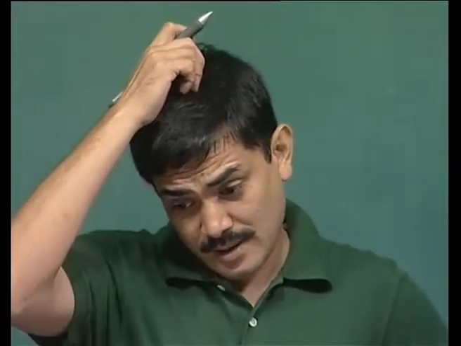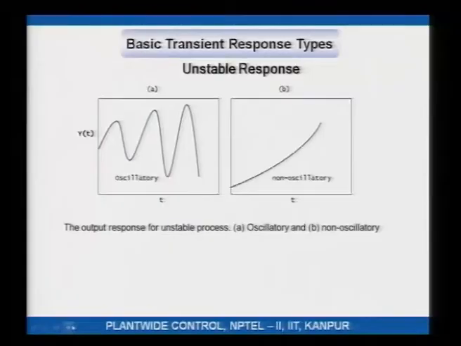Okay, so that's an unstable exponential rise in temperature. It is called a runaway reaction. So, that was a runaway reaction which actually falls in the category of a non-oscillatory response of the unstable type.